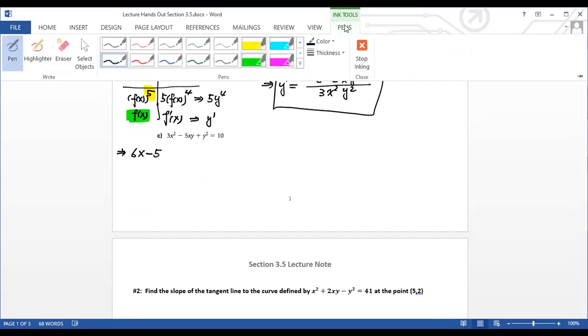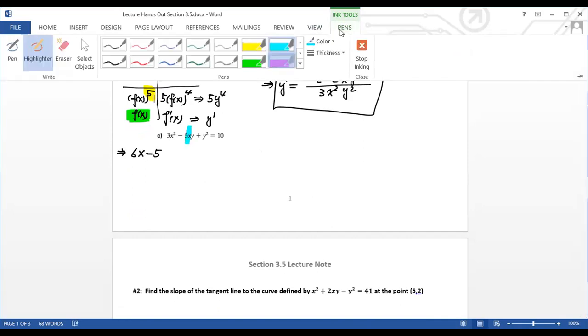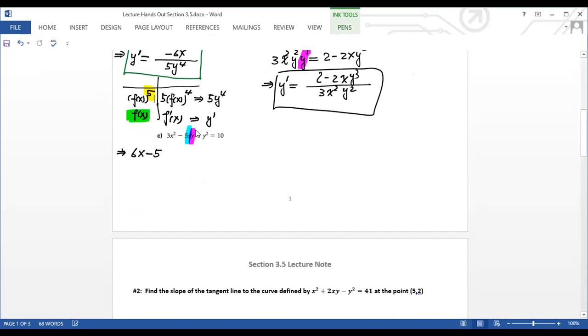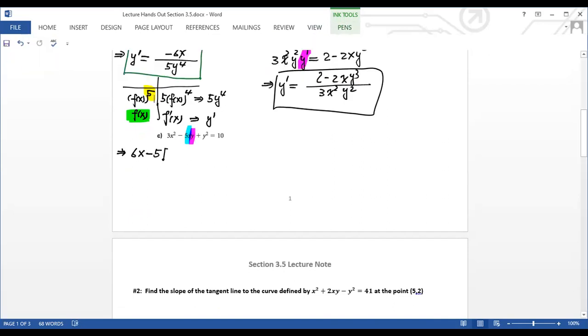Oh, I have x times y, right? So I have x here and y here. So what rule do I need to use? Product rule, right? So you take the derivative of x, which is 1, times y. Then plus you hold the first one, x here, and you take the derivative of y.